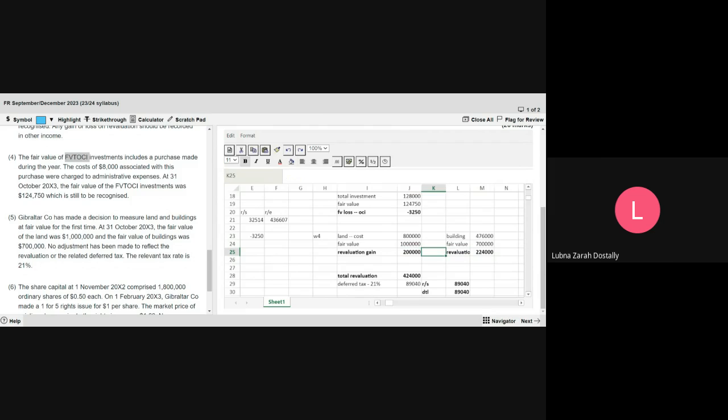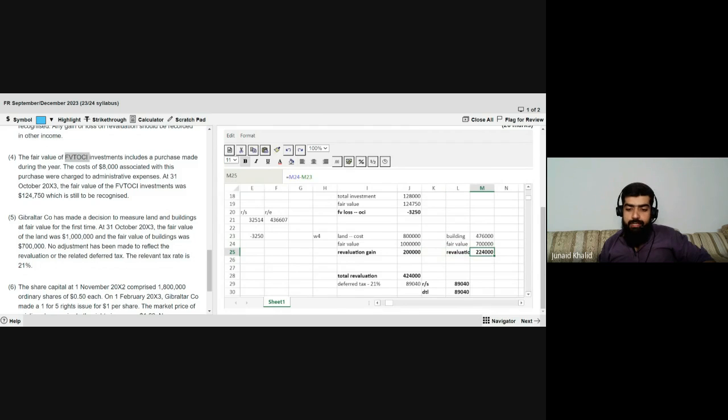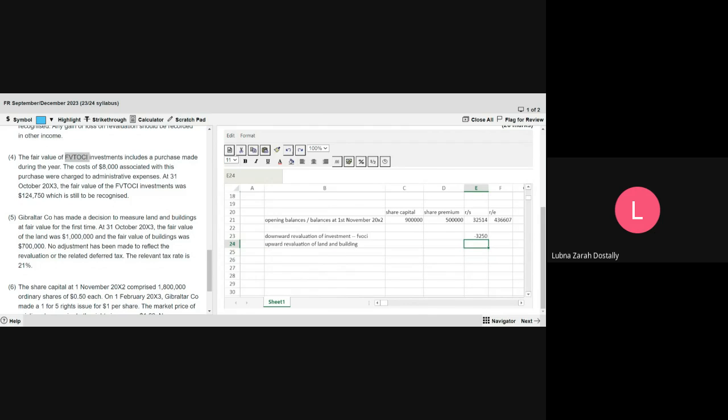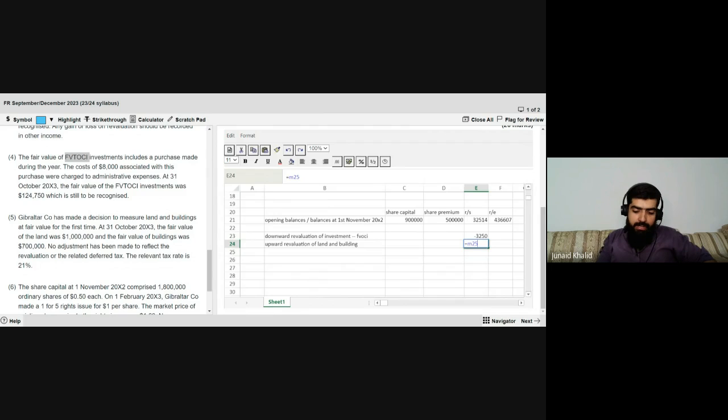The two values are there. That is M25 and J25. M25 plus J25. Is it clear? Yes. Okay, now one more thing.